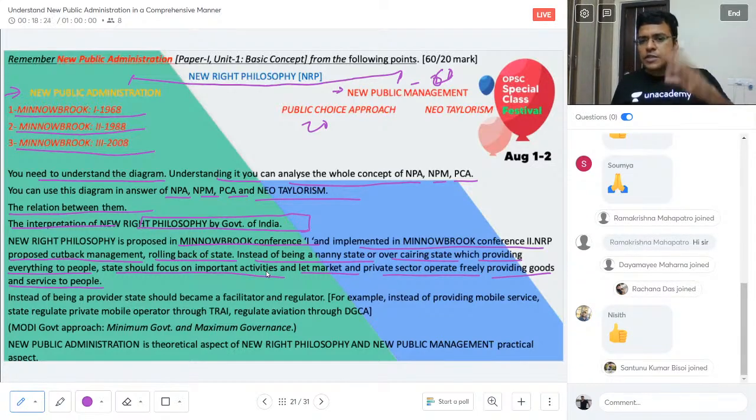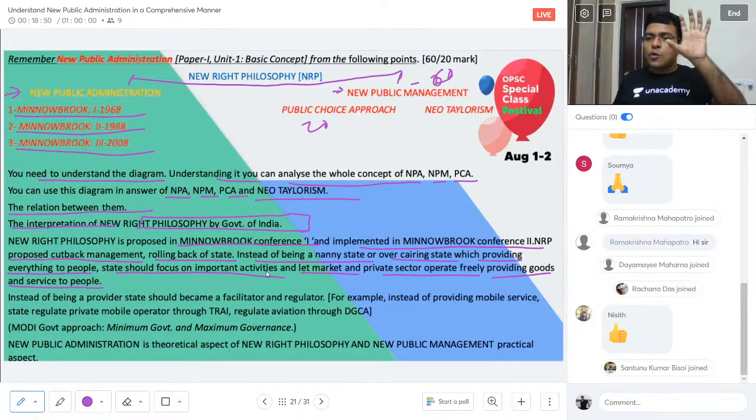Okay, so the state should make sure that the private sector who are selling you goods, who are providing you air travel, who are providing you everything, provide it at a good price. So the role of the state has changed from what? From seller, provider of goods and service, to a regulator. The state plays the role of a regulator.